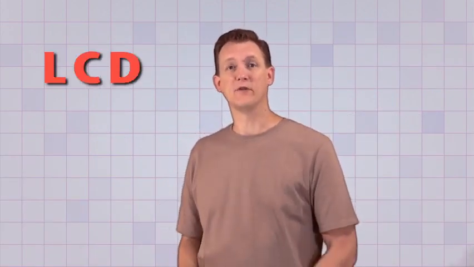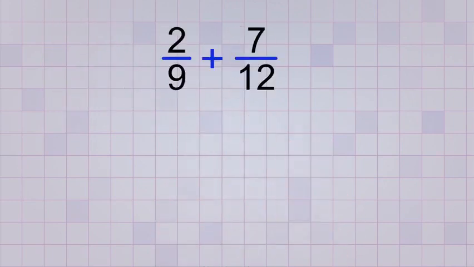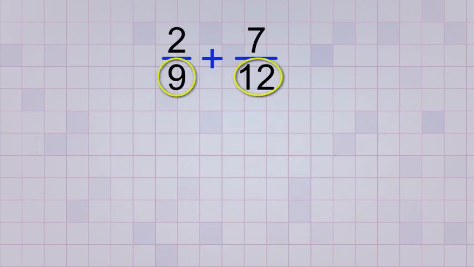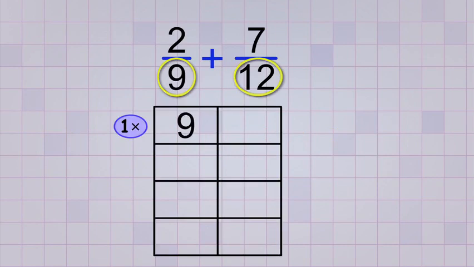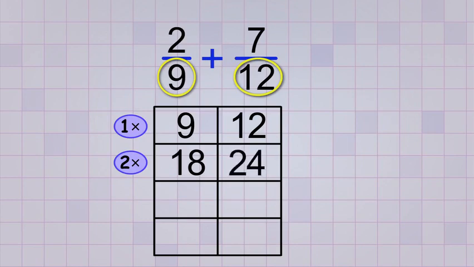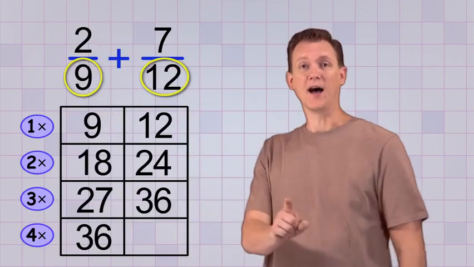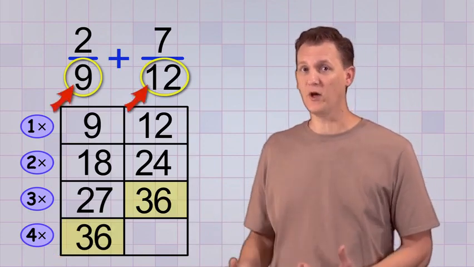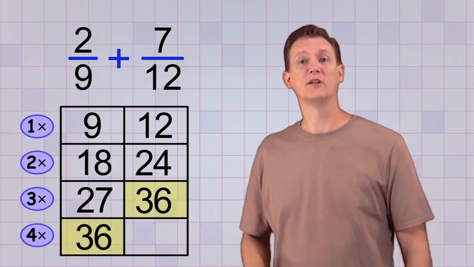Let's find the LCD for these fractions, 2 over 9 and 7 over 12. Again, let's start by making a list of multiples for our two bottom numbers to look for a common multiple. 9 times 1 is 9, and 12 times 1 is 12, of course. 9 times 2 is 18, and 12 times 2 is 24. 9 times 3 is 27, and 12 times 3 is 36. 9 times 4 is 36. Aha! We found it. 36 is the least common multiple of 9 and 12. So we'll use that as our common denominator.